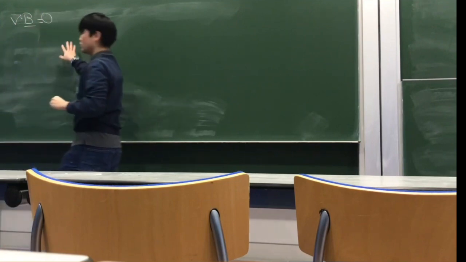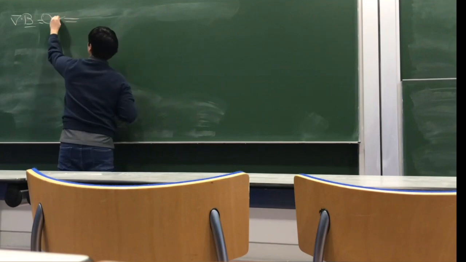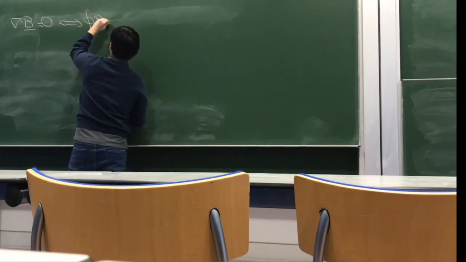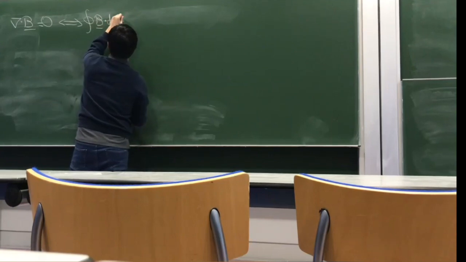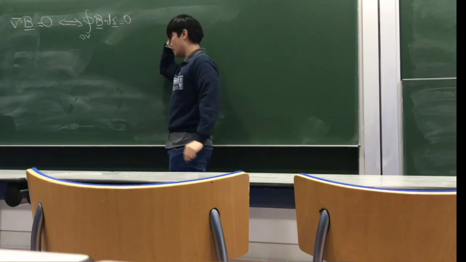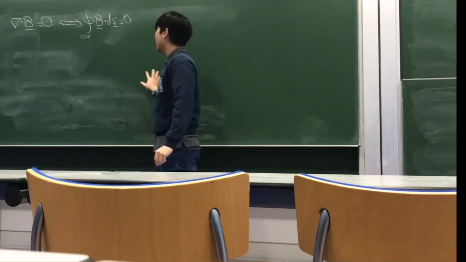So we know that the Gauss law for the magnetic field is this, right? And this is equivalent to that. So it means that the resulting flux through any closed surface is zero.